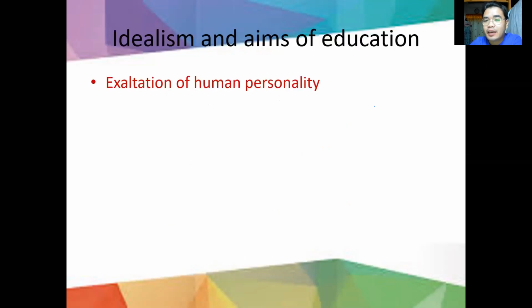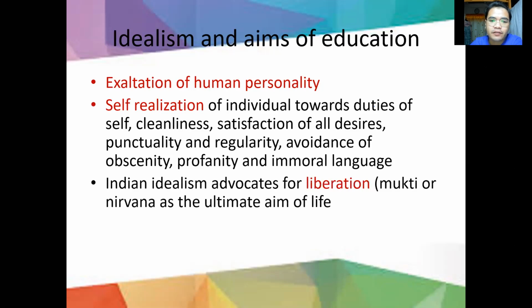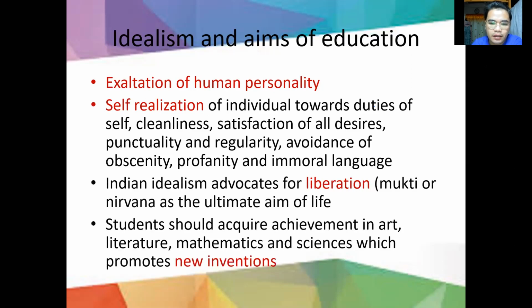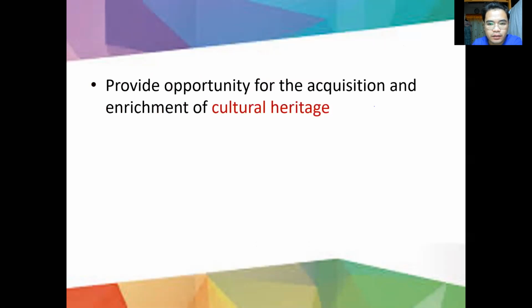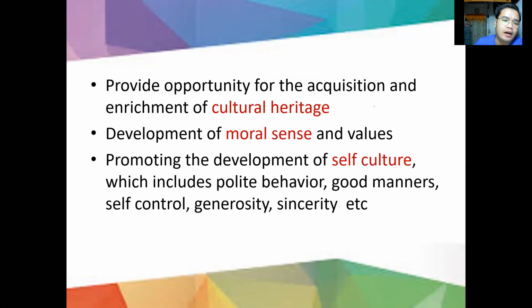Okay, so idealism and the aims of education. So how do we aim education in terms of idealism philosophy? Again, self-realization. Then, which again you can see in naturalism. Okay, so students should acquire achievement in art, literature, mathematics, and sciences, which promotes new inventions. Okay, so development of moral sense and values, promoting the development of self-culture, which includes polite behavior, good manners, self-control, generosity, and sincerity. What is ideal? What is ideal for a man to do? What is ideal for the behavior of man?